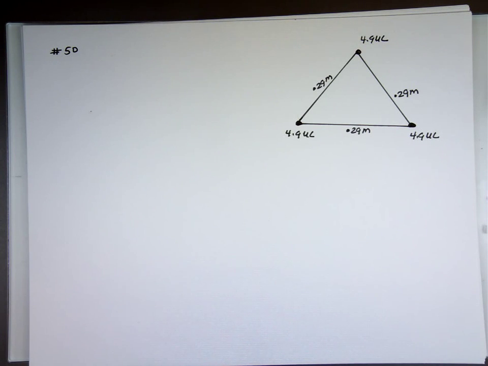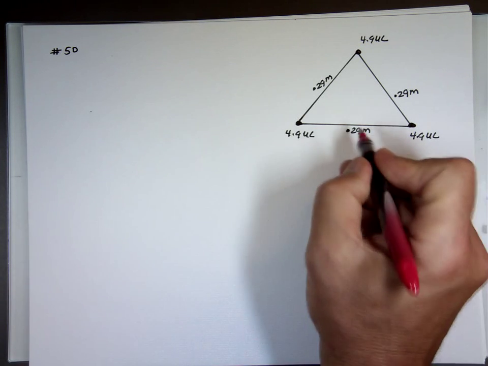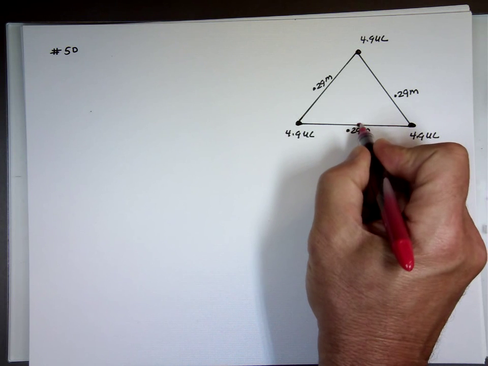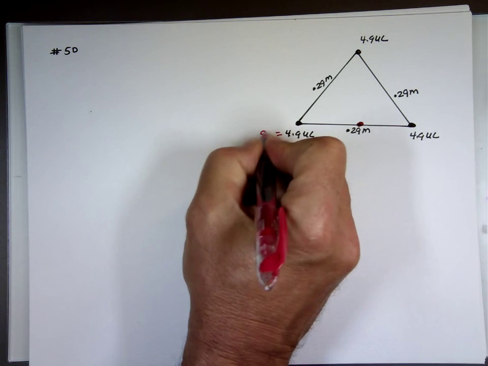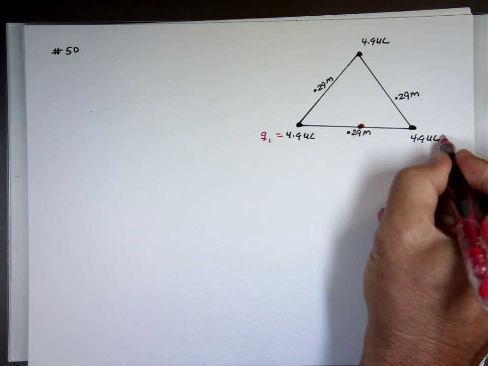What is the magnitude of the electric field at the midpoint of any of the three sides? So pick one of the sides, any side, doesn't matter. Like this one, what is the electric field here going to be? If it's halfway between, I like this problem. Let's call this Q1. Let's call this Q2. And let's call this Q3.